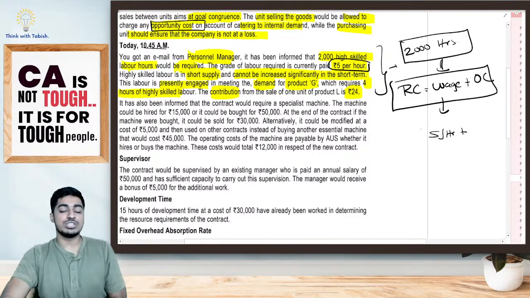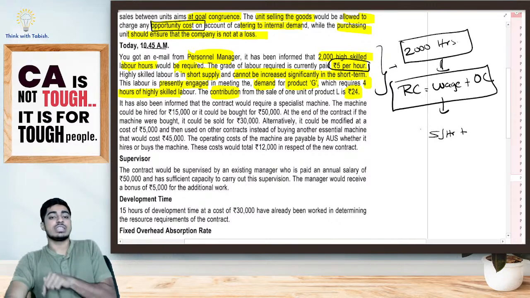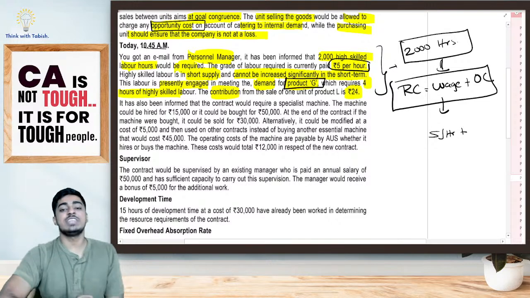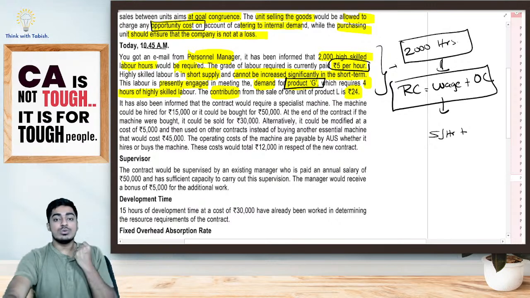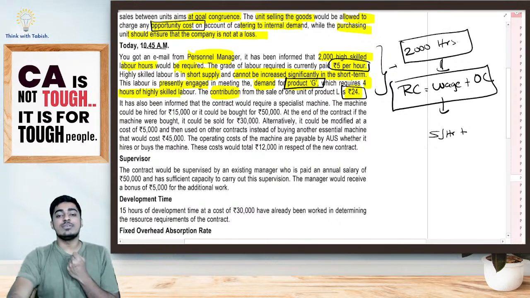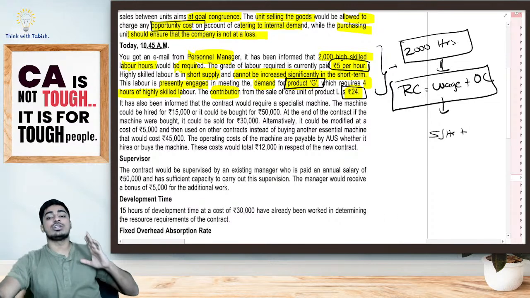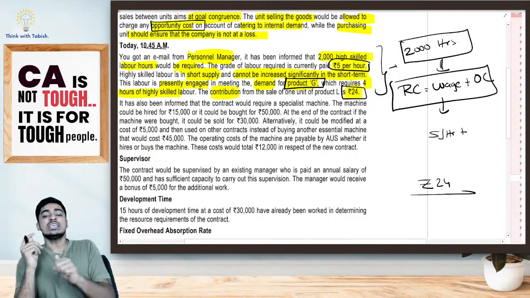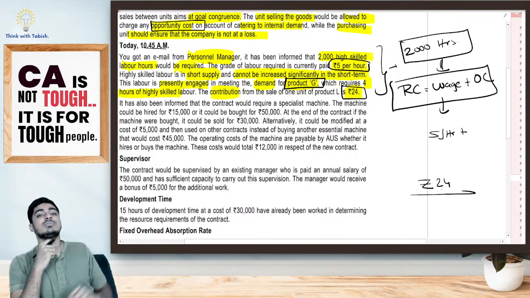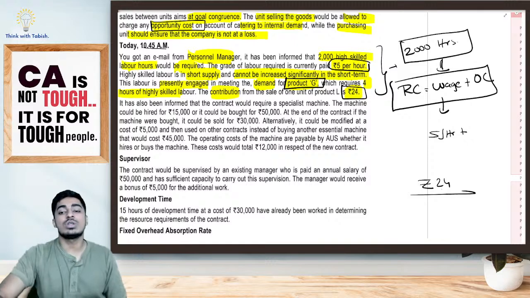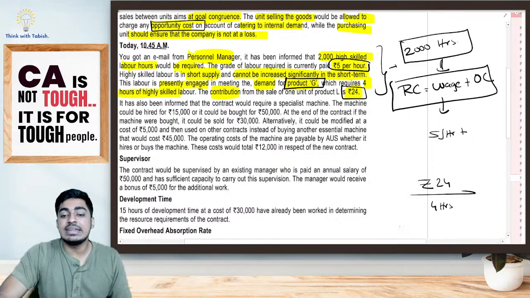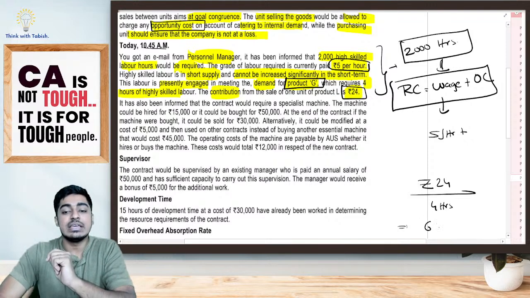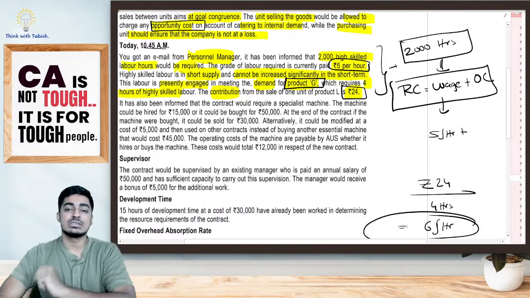What is the opportunity cost? If this work was not there, what would they have done? They would have produced G. If they produce G, how much contribution do they get? They get a contribution of 24 rupees per unit. To get this 24 rupees contribution, how many hours should my employees work? They should have worked for 4 hours. That means if my skilled employees work for 1 hour, they are earning a contribution of 6 rupees.